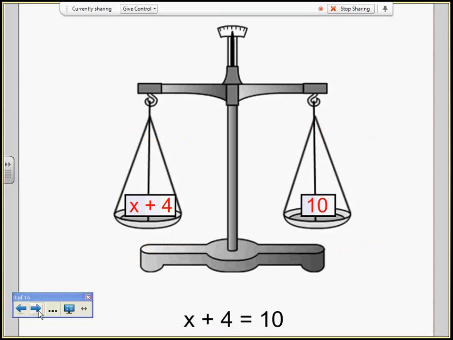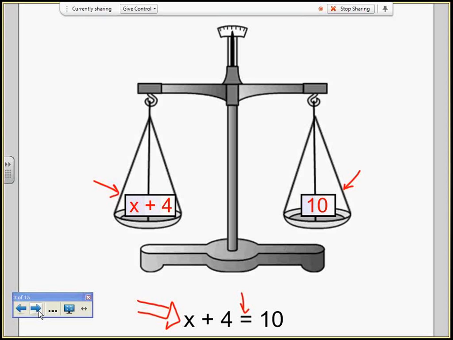I want to talk to you about equations. This is an example of an equation. You can tell it's an equation because there's an equal sign. And the beautiful thing about equations is that they are in balance. They always balance out. Whatever's on the left side always has the same value as what's on the right side. So since there's an equal sign here, that tells me that the value of x plus 4 is the same as the value of 10, and they balance out.